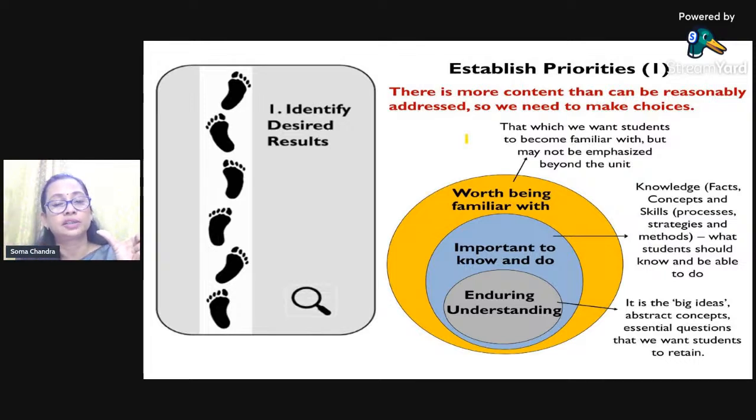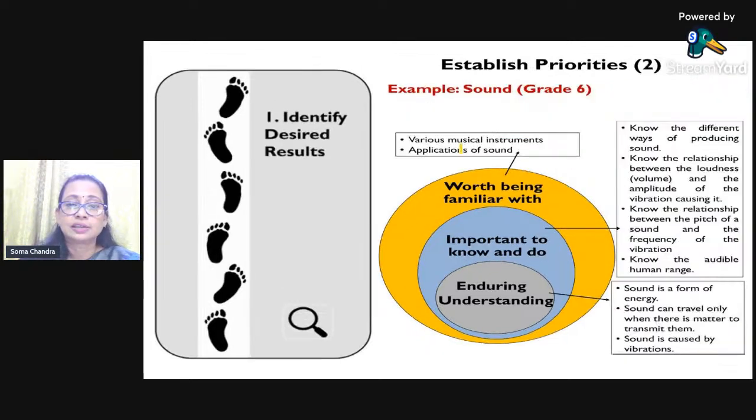So, enduring understanding is the big idea or abstract concept which is very, very essential. Important to know is about knowledge and facts, what students should know and will be able to do with that. And the third, again I'm repeating, is knowledge of facts, concepts, and skills that they are going to develop. So establish priorities.